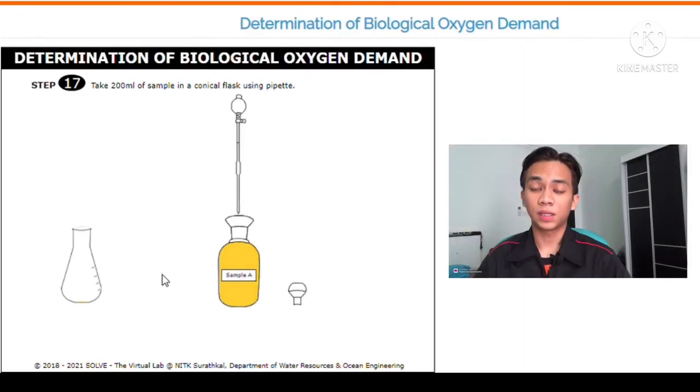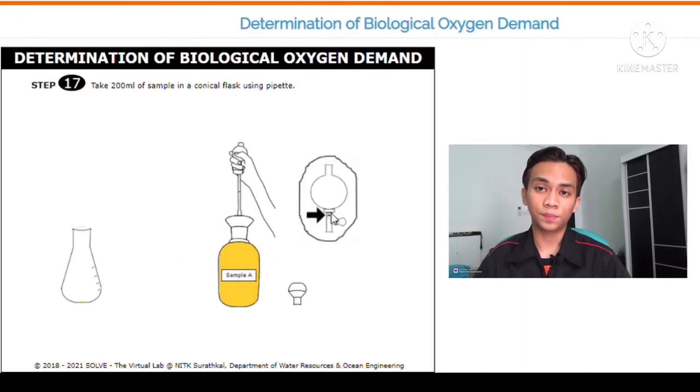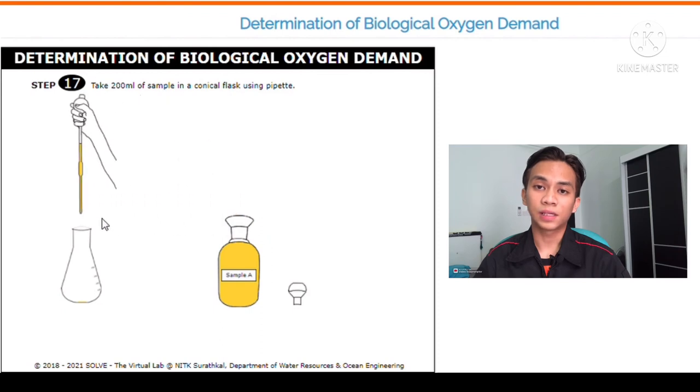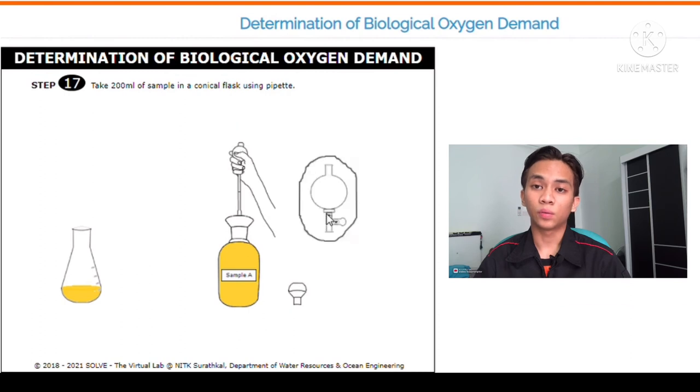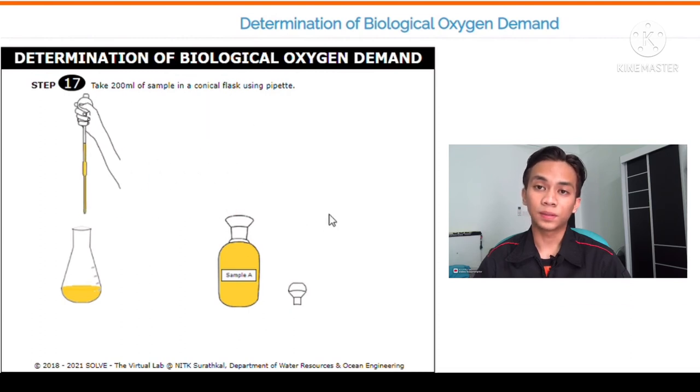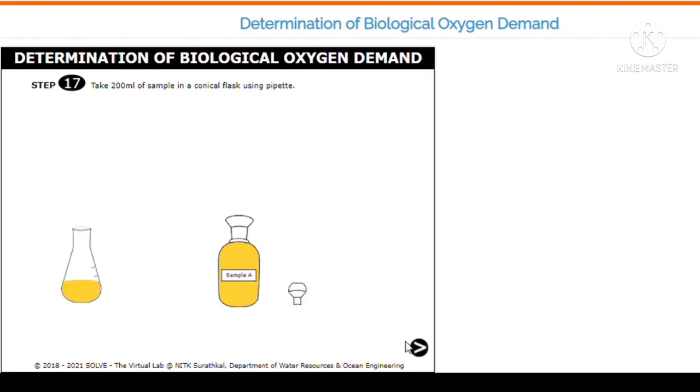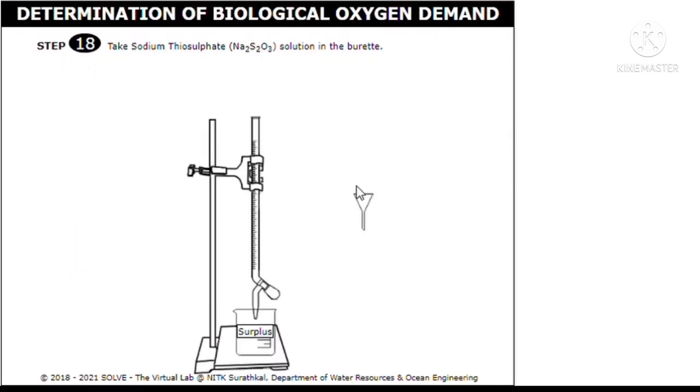Step 17. Take 200 ml of sample in a conical flask using a pipette. Click on the upper arrow and lower arrow to take the sample and add it to the flask. Step 18. Take 0.025 N sodium thiosulfate solution in the burette.